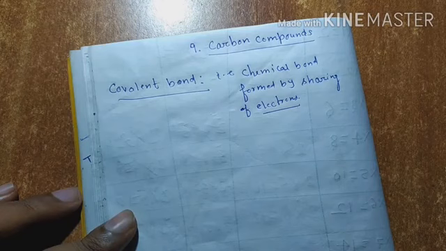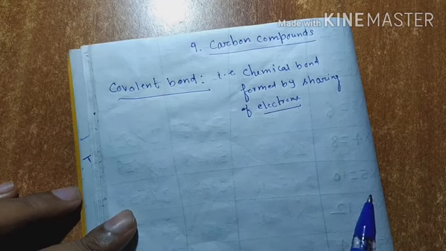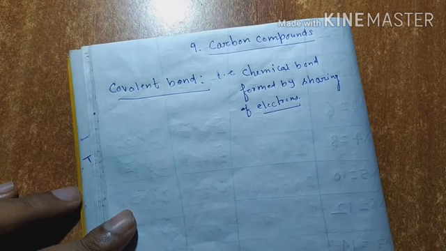Today we are going to start a very important topic, that is chapter number 9, carbon compounds. In this chapter we have to understand the mechanism of how electrons are shared in chemical bonds, and there are some chemical reactions also.